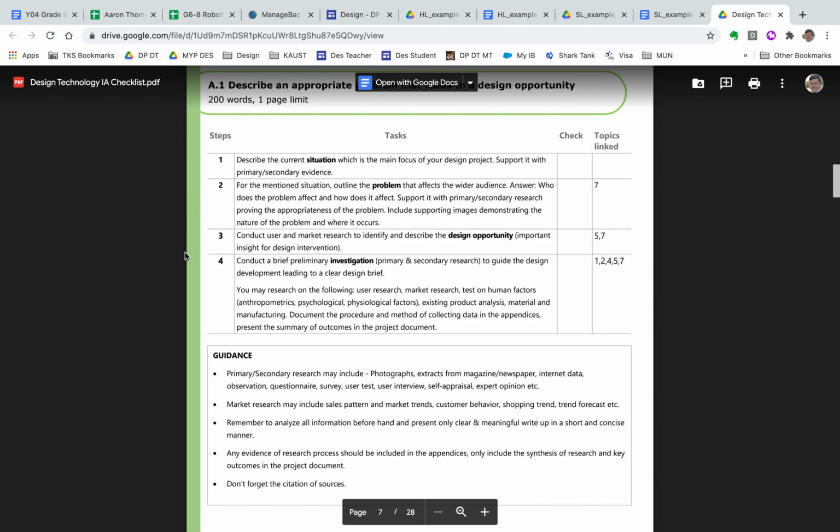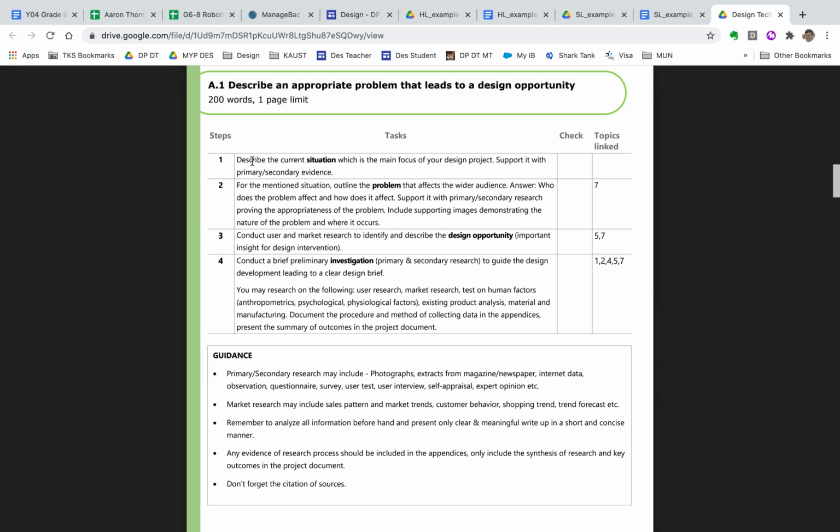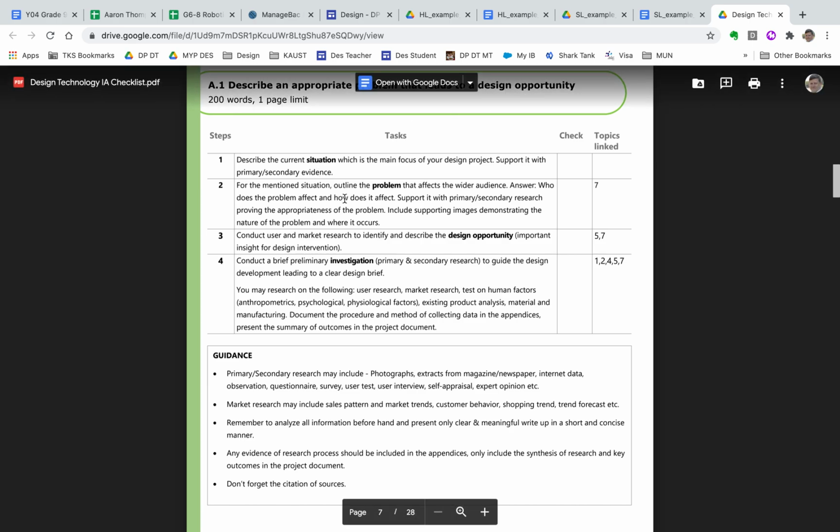Hi, I want to give you some guidance on Criterion A1 here. First of all, we should always start with this design technology IA checklist, okay? And we should be looking at both the tasks and the guidance. If we look at the tasks, the first thing that we're doing is describing the current situation. Essentially, you are describing the problem that you've identified or the design opportunity that you've identified.